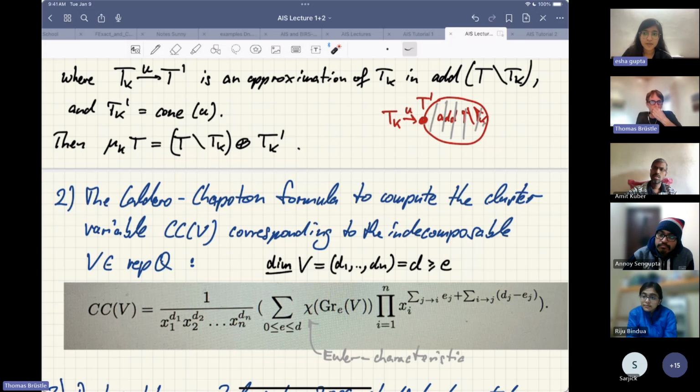But they did not answer this question: give me an indecomposable, what is the corresponding cluster variable? This is a good question. Caldero and Chapoton gave the formula, but it's a kind of disappointing answer. It's really complicated.